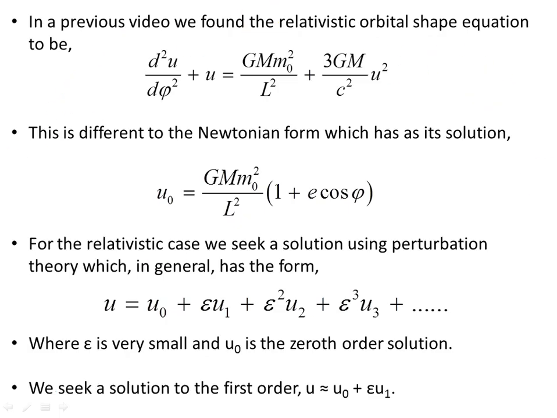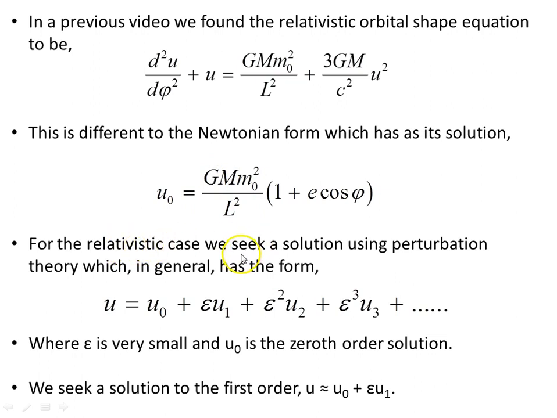Alright, now in the previous video we found the relativistic orbital shape equation to be this object here. The Newtonian case is here, plus this relativistic correction term over here. And we will attempt to solve this and come up with an approximate solution. Now this is different to the Newtonian form, which has as its solution this object here, with e the eccentricity, the angle phi, angular momentum squared, the mass of the object in orbit, the central mass around which it's orbiting, and Newton's constant G.